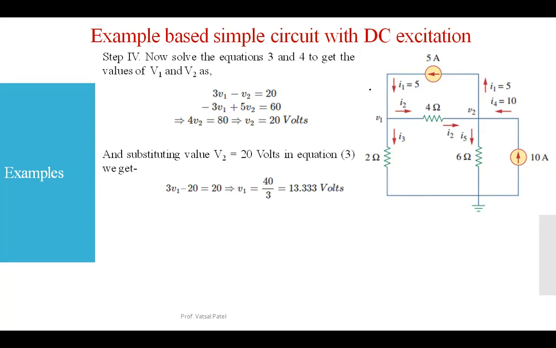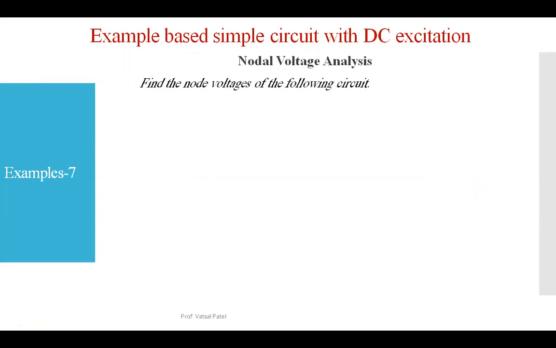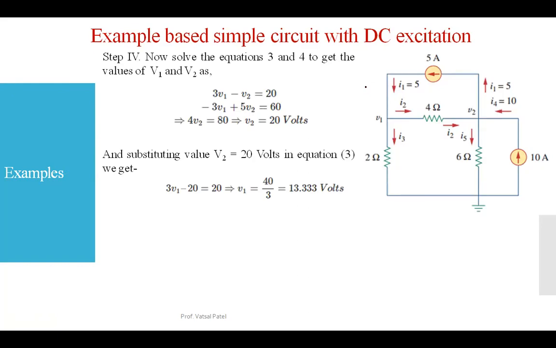So this is your question, that we have to identify the node voltages here. So V1 and V2 both we identified. Do you understand up to here?